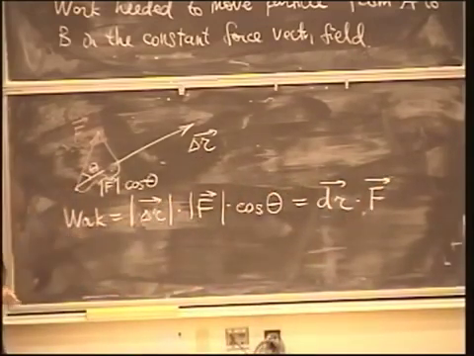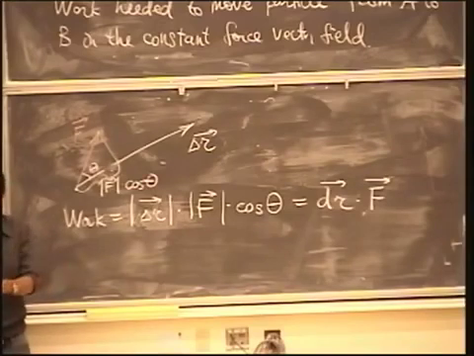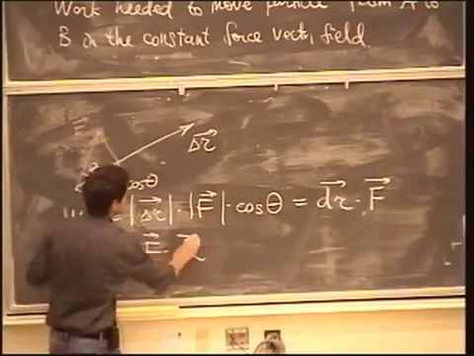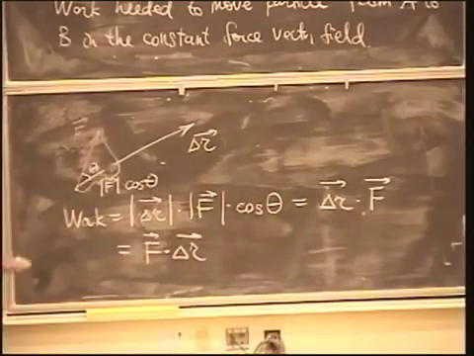The work is a dot product of the displacement vector and the force vector in this kind of simplified situation where displacement is linear and the vector field is constant. Okay? Or if you want, you can write it as f dot dr, f dot delta r. Doesn't matter. Sorry, I should have written dr, not delta r, for this vector. Okay, so that's the idealized situation.